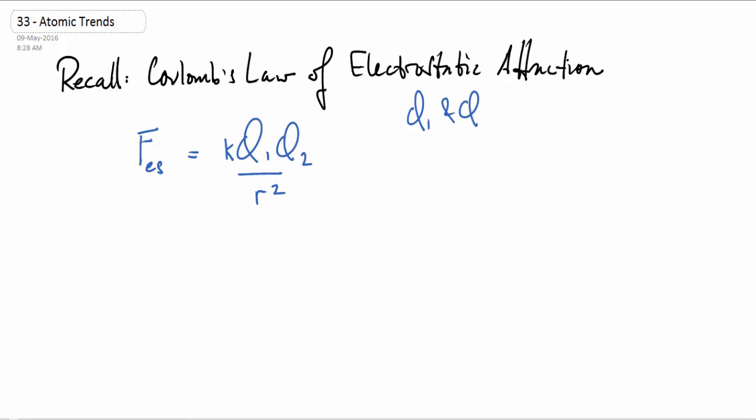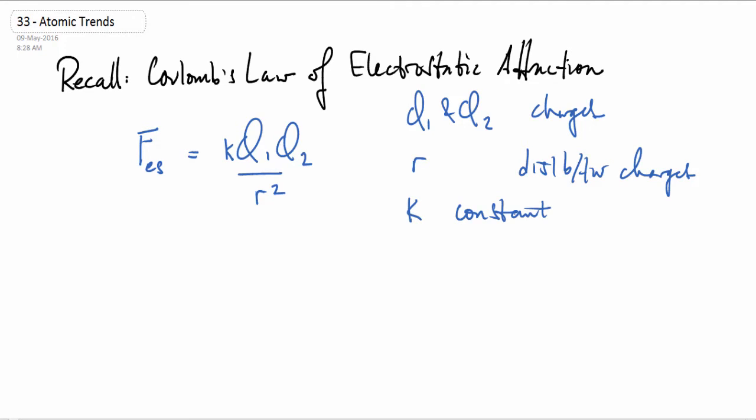That force is k Q1 Q2 over r squared, where Q1 and Q2 are the charges of the particles, r is the distance between the charges, and k is the constant. Here we have the charges being protons in the nucleus, which are positively charged, and electrons that are going around the outside of the atom. Those, in this case, are the charges that we are talking about.